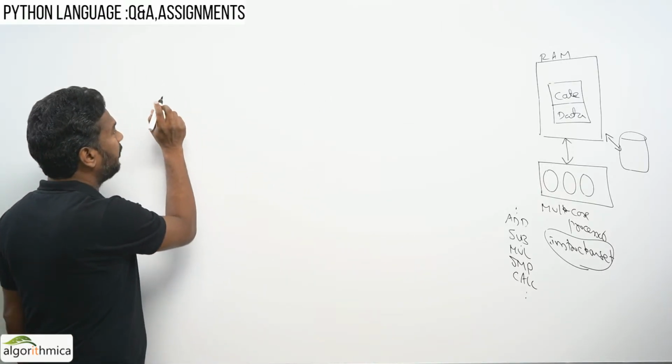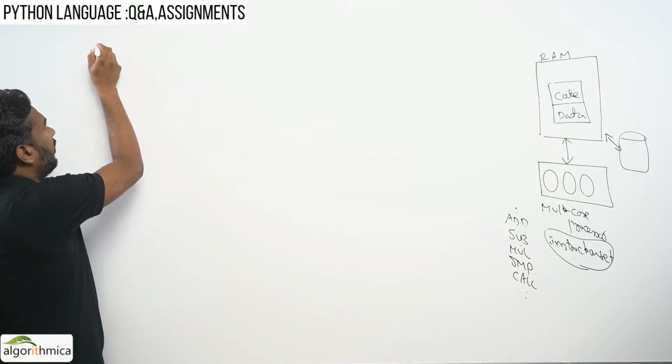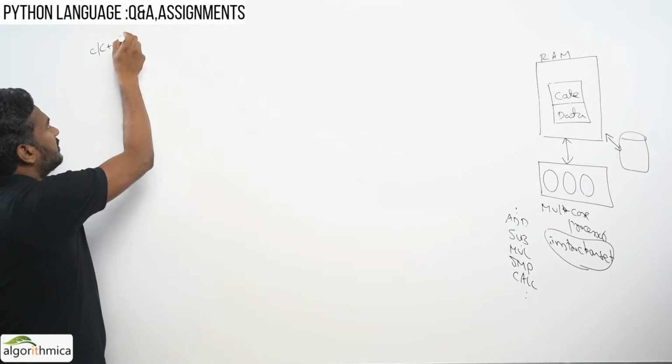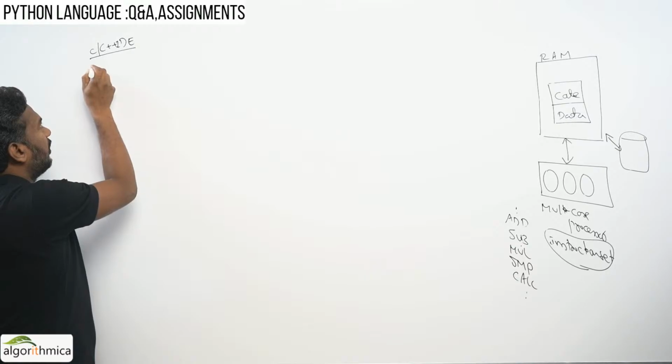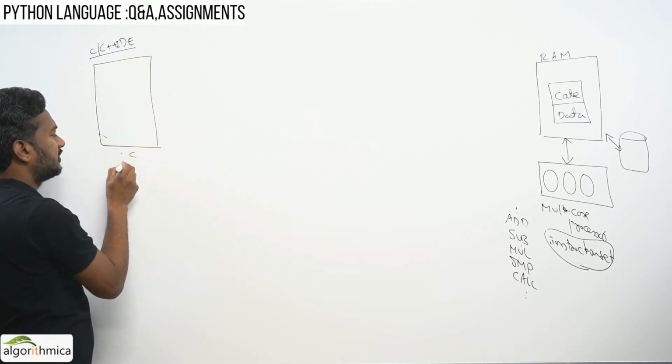Let me show you the process. First, we normally use an IDE, some kind of C or C++ IDE. Then we write a program here. Let's say this is .c or .cpp.